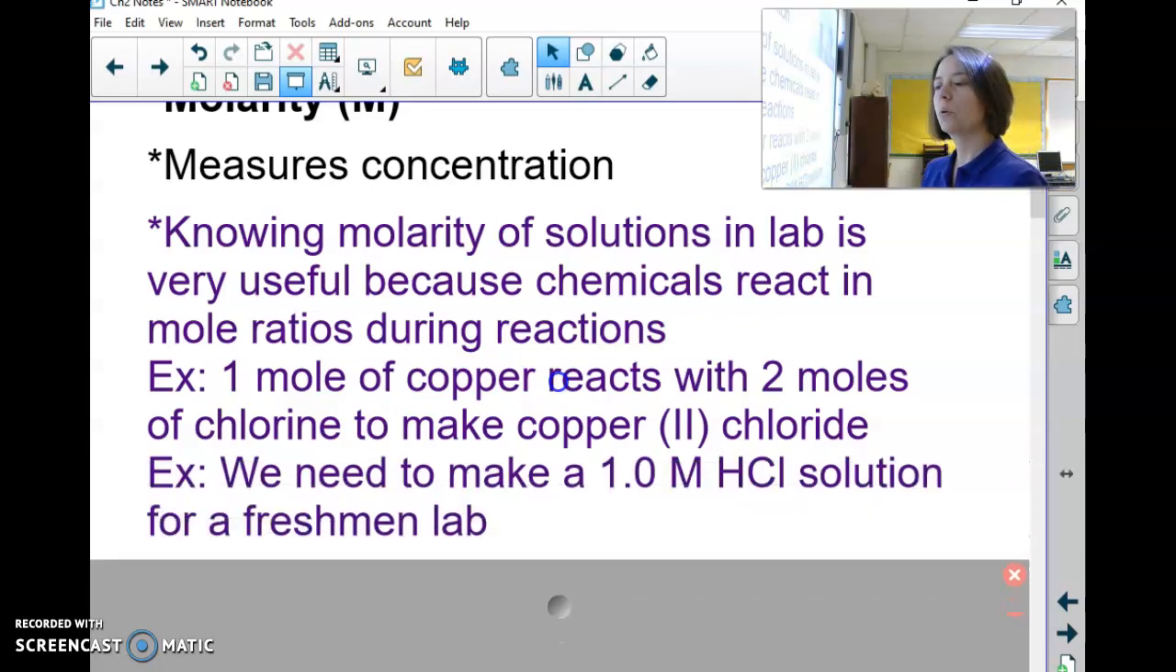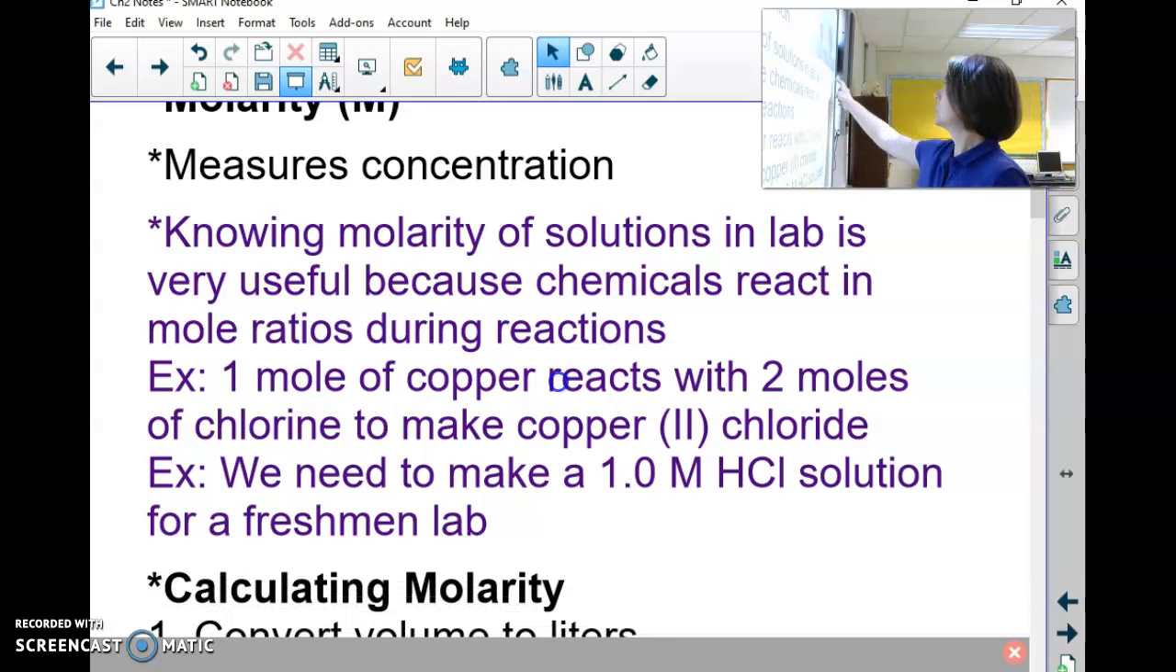Another example where we would need to know molarity: we need to make a 1 molar solution of hydrochloric acid for a freshman lab. So being able to know molarity is very helpful in the lab. So let's calculate that.